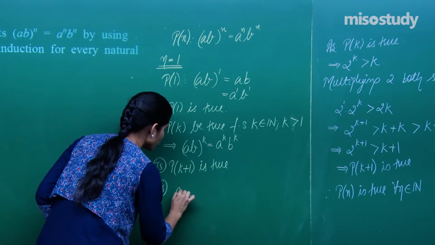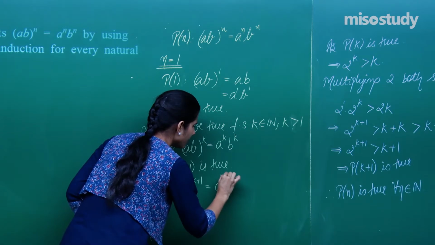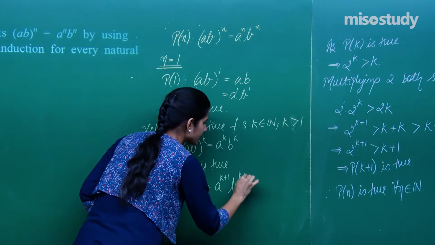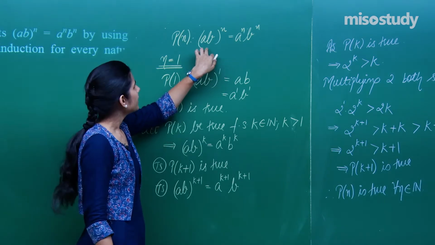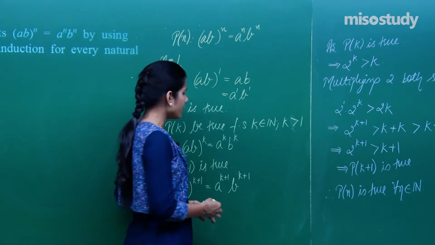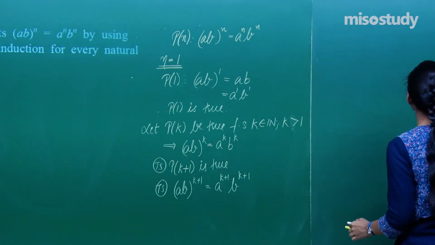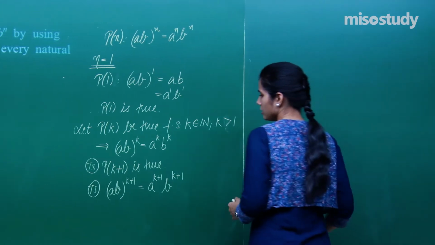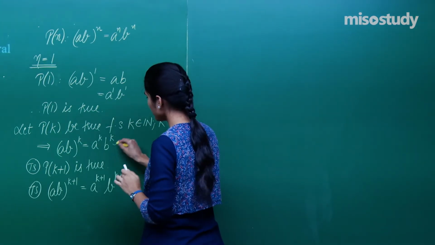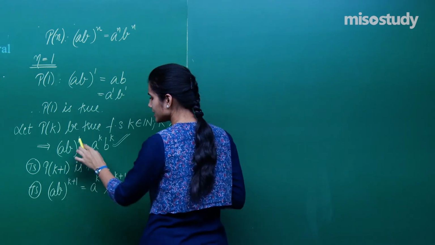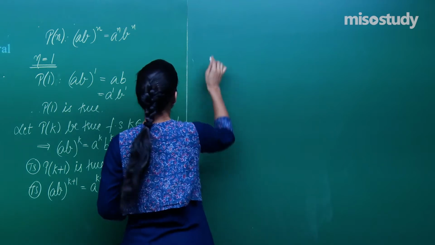That means I have to show (ab) to the power k plus 1 is equal to a to the power k plus 1 into b to the power k plus 1. That is the meaning of Pk plus 1 to be true. (ab) to the power k plus 1 should be equal to a to the power k plus 1 into b to the power k plus 1. Next, I have to show this when I am already given this step. For the same k, I have to prove (ab) to the power k plus 1 is a to the power k plus 1, b to the power k plus 1.